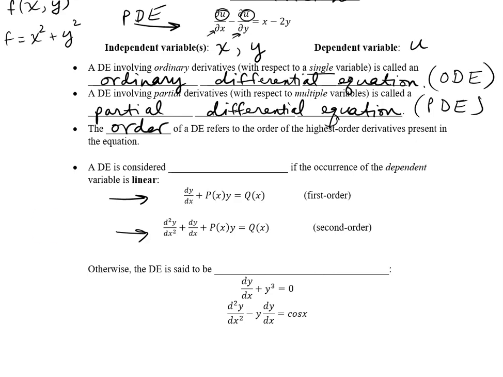A differential equation is considered linear, and we're going to start with those in chapter 2, if the occurrence of the dependent variable is linear. So these are kind of the standard forms for linear differential equations, and we'll come back to these later on. But what I want you to focus on is this variable right here. That's the dependent variable, and notice that it's just y. It's not y cubed, it's not y squared, it's not square root of y or anything like that. It's simply y, and that's all you have in the equation. Same thing here. You've got a y by itself, y to the first power. That's what makes it linear.